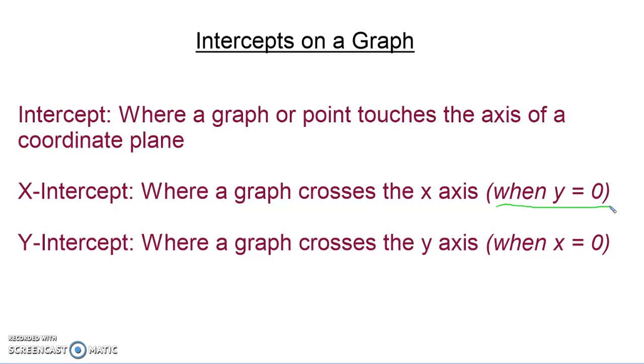The y-intercept is where a graph crosses the y-axis, and also important to note is the y-intercept is when x equals 0. And I'll point out why that is on the next slide.